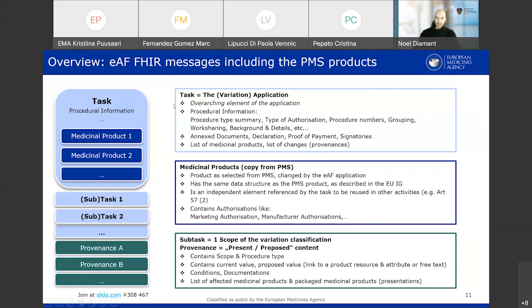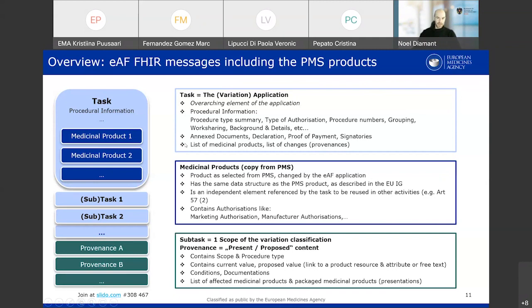The task itself contains the procedural information in key value pairs. So it has everything that you know from an electronic application form, which is not medicinal product data. Everything else goes in here. So in here you will find procedure type summaries, types of authorizations, procedure numbers, if it is a grouping or if it is a work sharing, the background and details, the annex documents, the declaration, the proof of payment, the signatories. All of this is within the task.